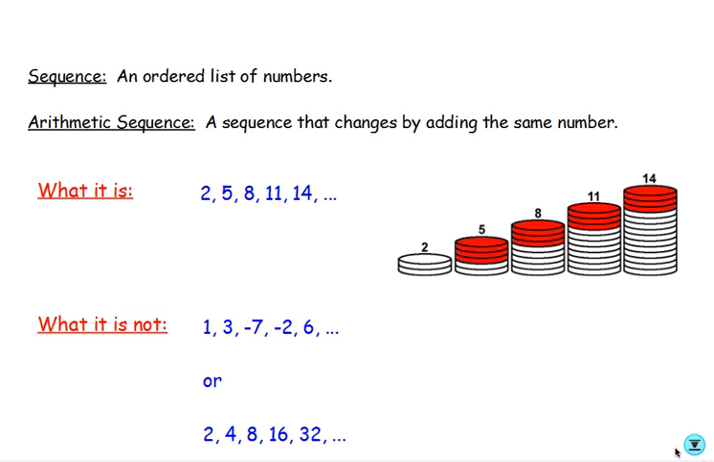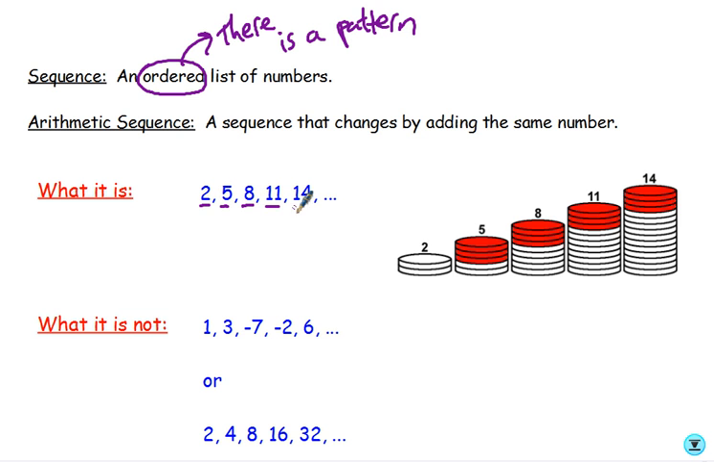First of all, a sequence. What's a sequence? A sequence is just an ordered list of numbers. And what we mean by ordered is that there is a pattern, right? So they're not just random numbers, but there's actually a pattern to the numbers. So for instance, if I said 2, 5, 8, 11, 14, there's a pattern to these numbers. They're not random, right? So what's the pattern? Well, it looks like what's happening each time is that we're adding 3.